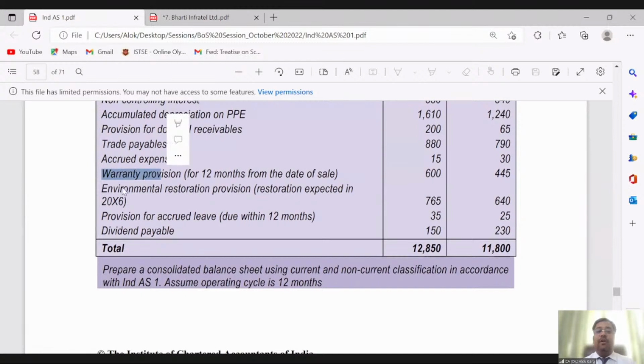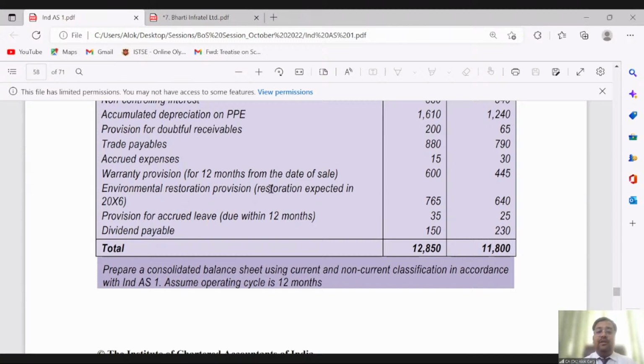Warranty provision, environmental restoration provision for 12 months from the date of sale. So provision for accrued leave due within 12 months. So this will be a short-term provision. Dividend payable will be a short-term provision because dividend has to be paid within 5 days or within 30 days from the date of declaration, right? From the date of approval. So there is a statutory provision regarding dividend payment.